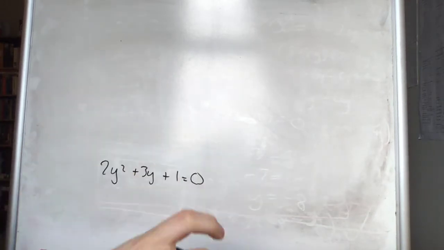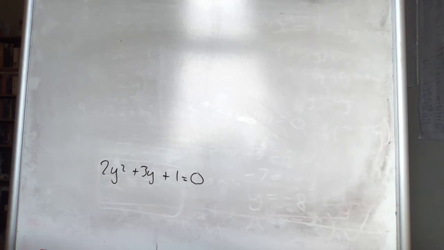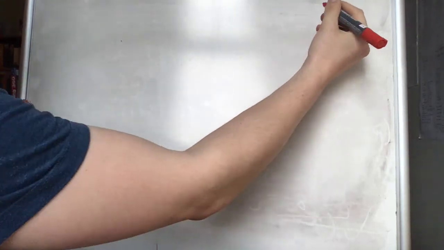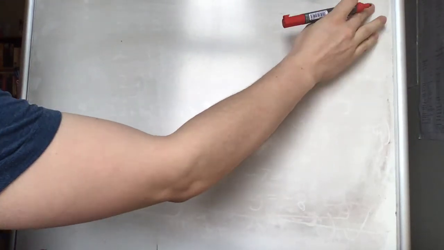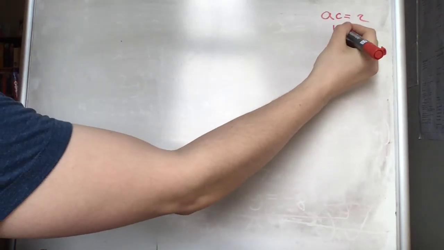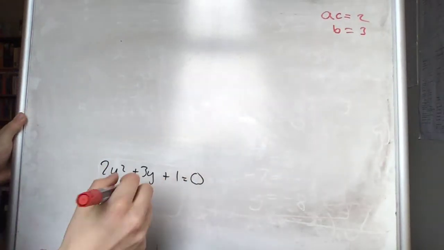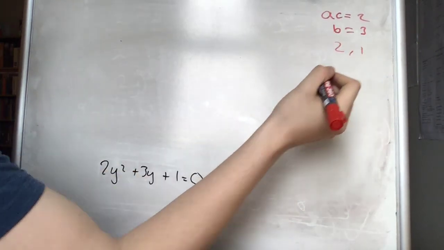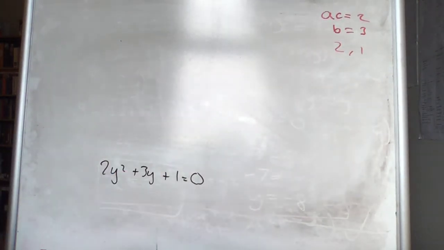So we've got down the bottom here 2y squared plus 3y plus 1 equals 0. To solve this, we want to find two numbers that multiply together to make 2 and add together to make 3. So what do you think that could be? Well, I'm thinking 2 and 1, because if we add 2 and 1, we get 3, and if we multiply them together, we get 2.